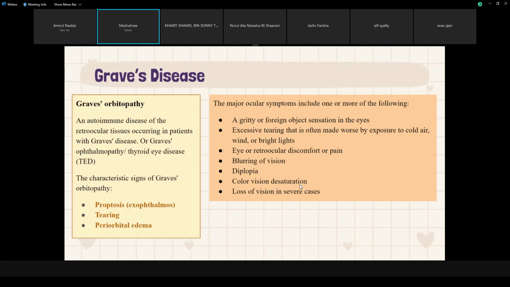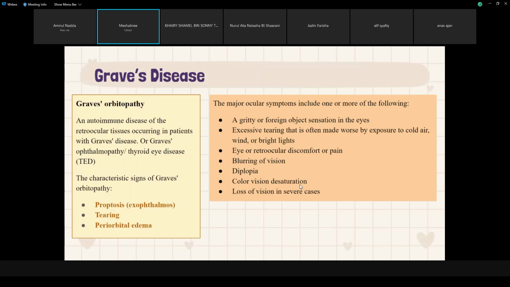Next is Graves' disease. So we've learned that Graves' disease is an autoimmune disorder that causes hyperthyroidism, or overactive thyroid. So the ocular manifestation in Graves' disease is called Graves' orbitopathy, also known as Graves' ophthalmopathy or thyroid eye disease. The characteristic signs of Graves' orbitopathy are proptosis or exophthalmos, tearing, and periorbital edema.